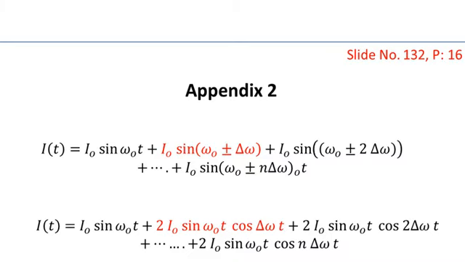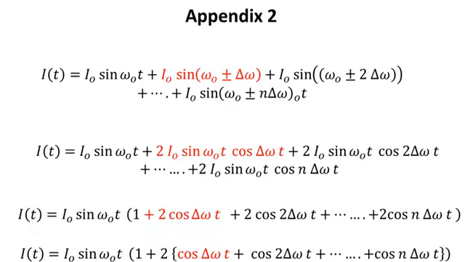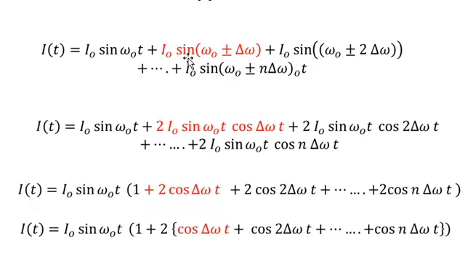And if you look, I have these modes. That is, you have two sine functions over here: one is sine with plus delta omega, and the other is sine with minus delta omega. If you add up these two sine functions together, you will get this function in red, 2 I naught into sine of omega naught t into cos of delta omega times t.